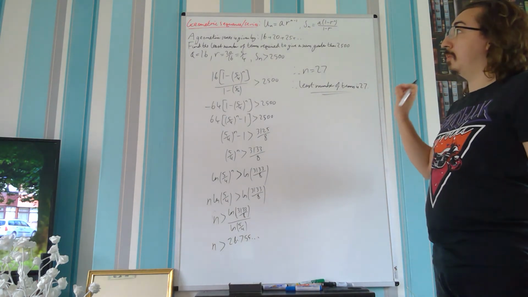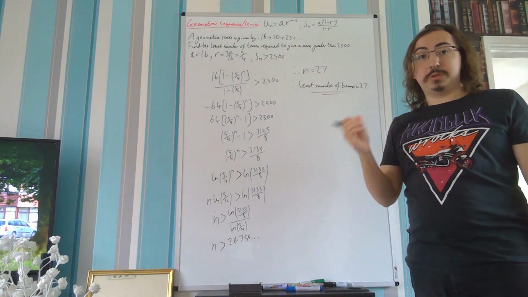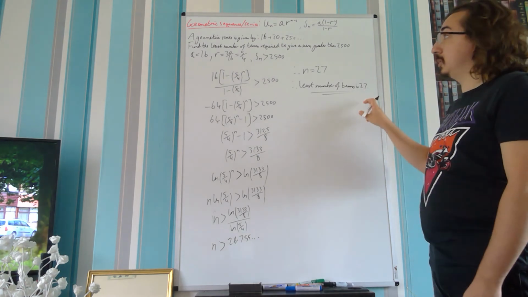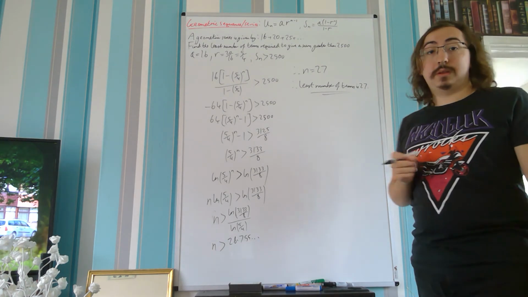Now, like the last one, as I explained, depending on what they ask, you might need to substitute this into the nth term formula to get a value for that term, but this one specifically asks for the number of terms. So 27 is where we finish.